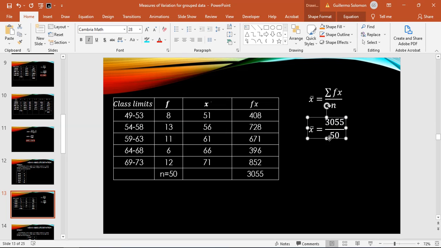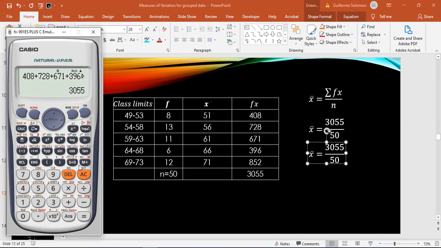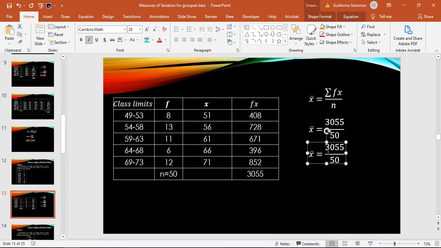So apply the operation. So divided by 50, that is 61.1. Okay, 61.1 ang nakuha natin. Ngayon, may decimal value siya. Okay, 61.1. Okay, this is for the mean.